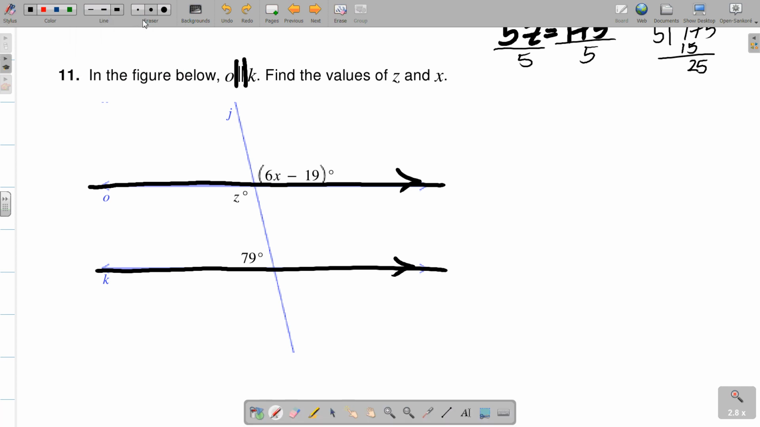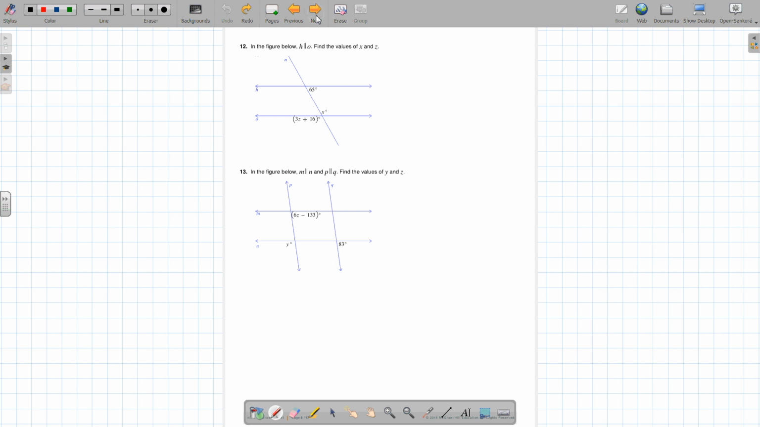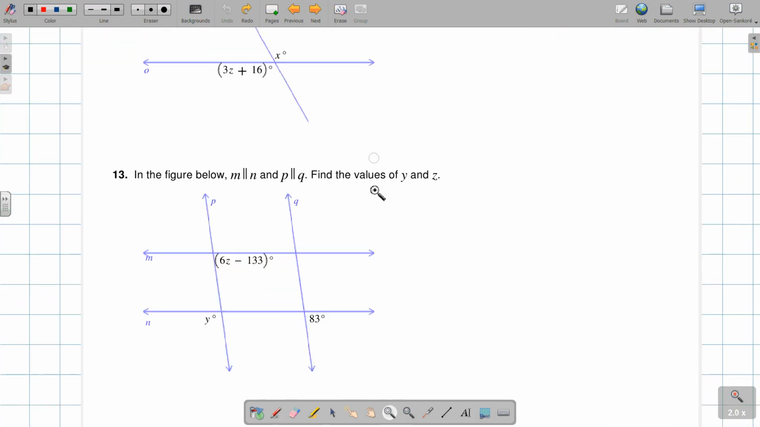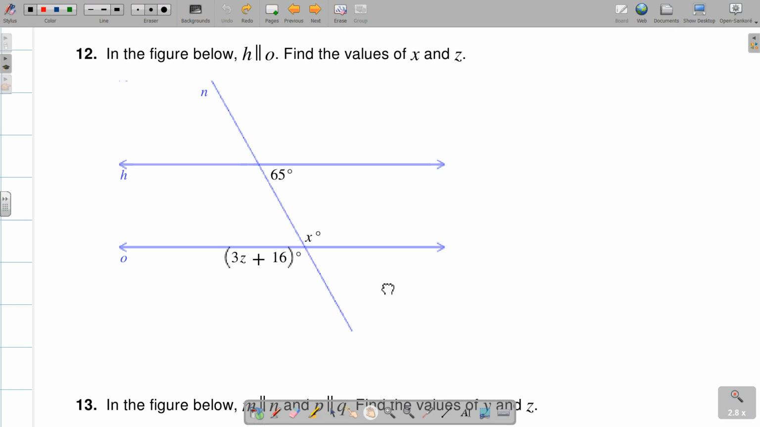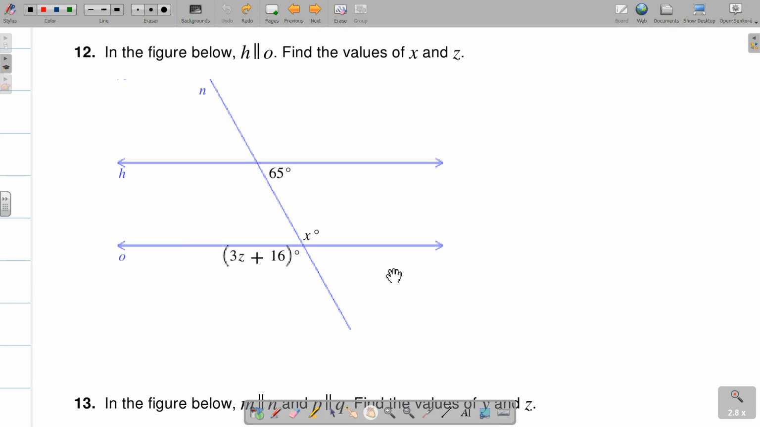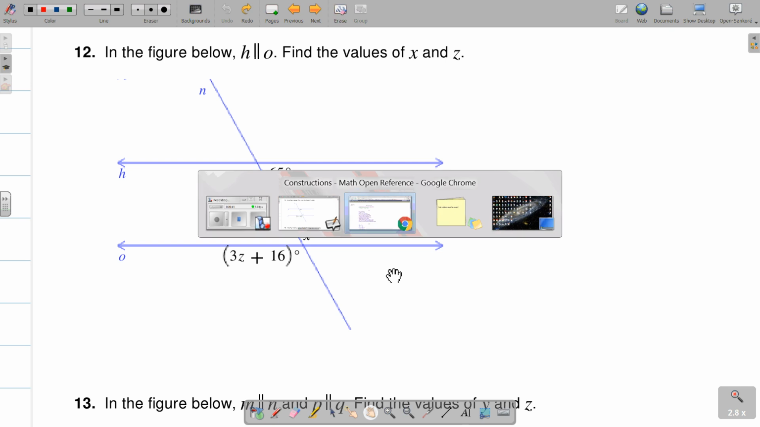All right, Erie, hopefully you got number 11 correct for solving for x and y. You checked your work. Let's go on to number 12. Number 12, same concept. I want you to do this one on your own, solving again for x and y. Check your work on the back, the last page.